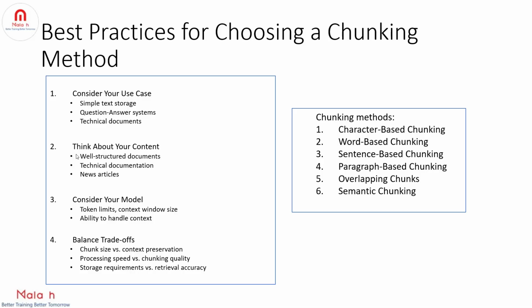The second best practice is to think about your content. For example, if your input document has well-structured documents, then you go for paragraph-based chunking. If your input document has technical documentation, then you may want to use semantic chunking. And if the input document has news articles, in that case sentence-based chunking will give the best results.